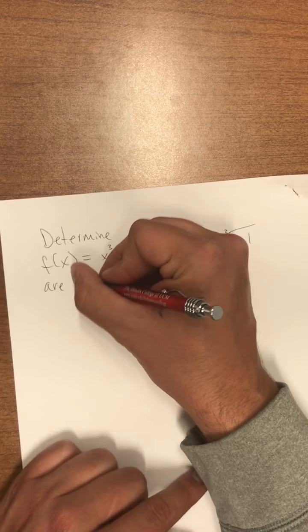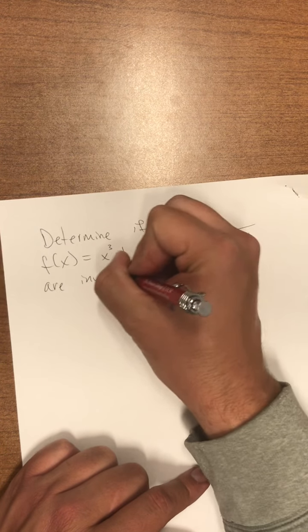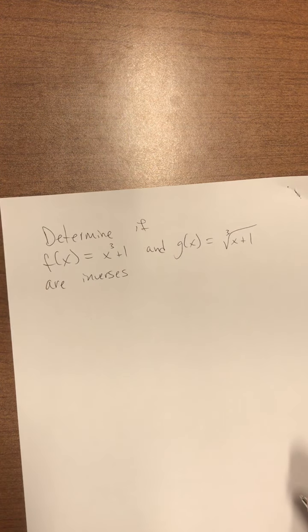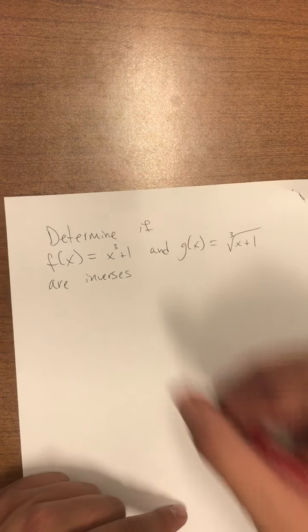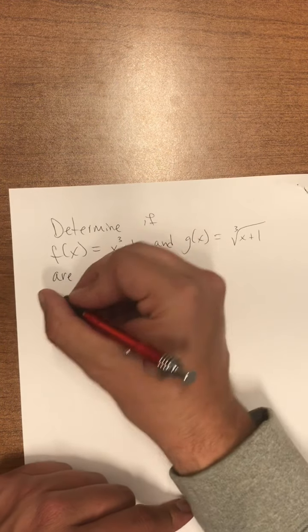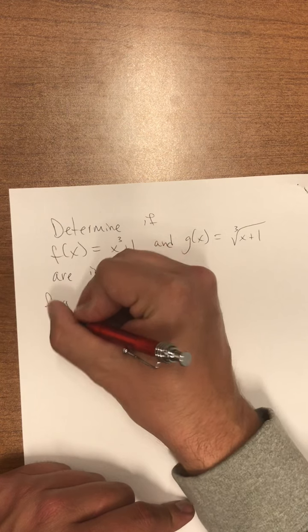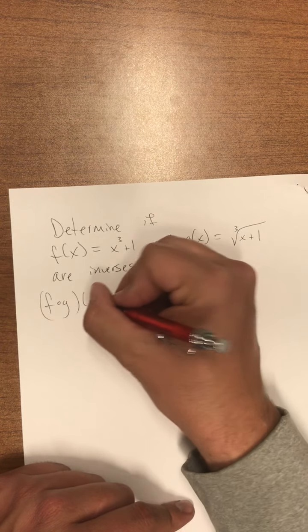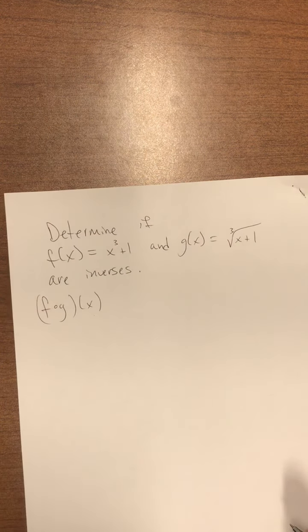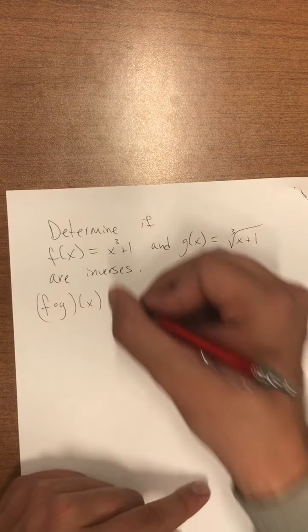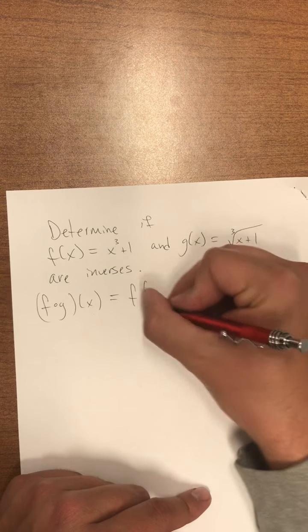Okay, so our functions here are x cubed plus 1 and the cube root of x plus 1. We're going to determine if those are inverses. If they are, they will fit the definition: f of g of x would equal x, and then g of f of x would equal x. So we have to compute f of g of x.